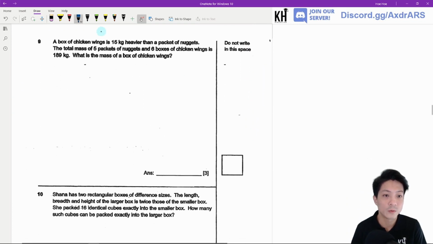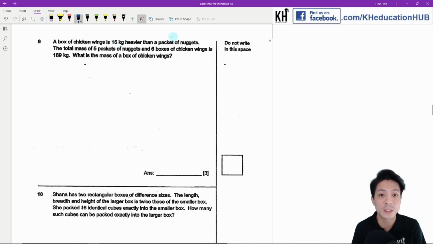Okay, moving on to question 9. A box of chicken wings is 15 kg heavier than a packet of nuggets. The total mass of 5 packets of nuggets and 6 boxes of chicken wing is 189 kg. What is the mass of the box of chicken wing? Okay, I'm not gonna draw the model, I'm gonna write down the representation in unit form.